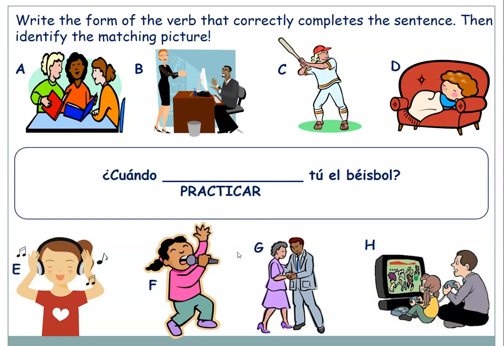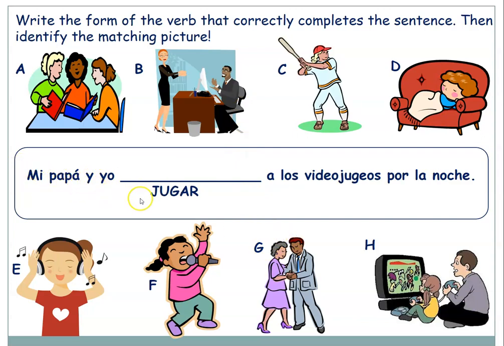Hopefully, this is helping. Cuando blank el baseball. When do you, porque tú is you, practice, practicar el baseball? So we know that's sí, but we need to change the form of practicar to match tú. Entonces, I'm going to drop the AR. I'm going to look back on my notes and I'm going to see that la forma tú ends in AS, practicas. Very simple.